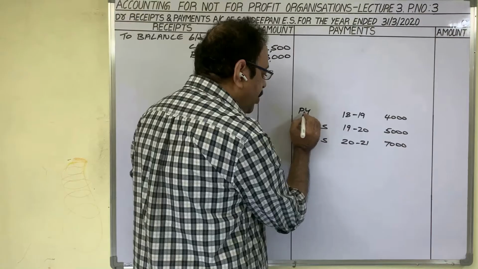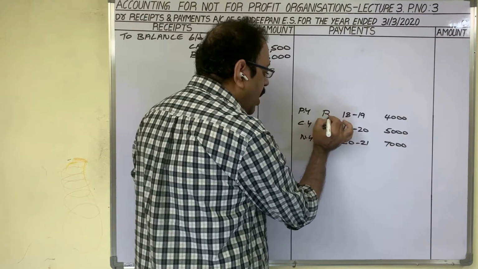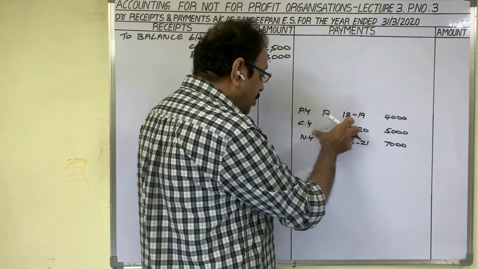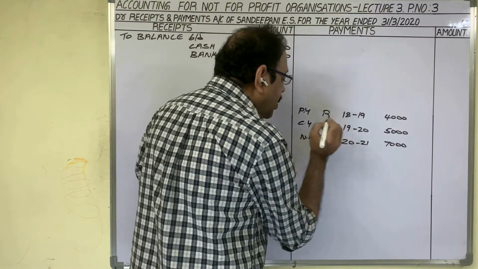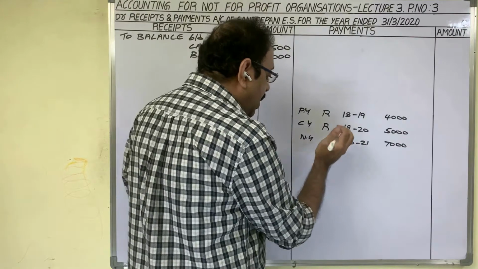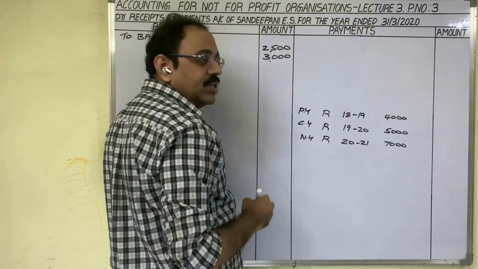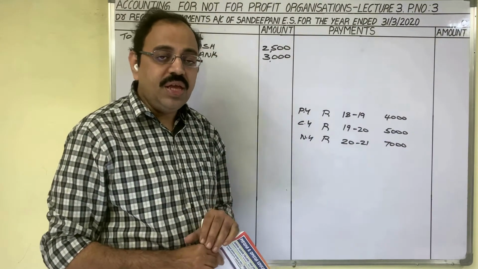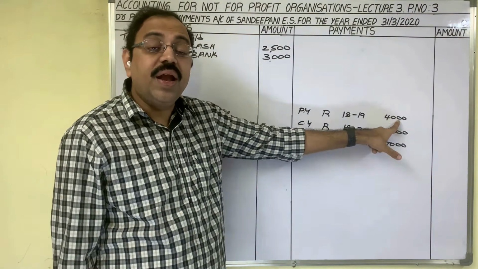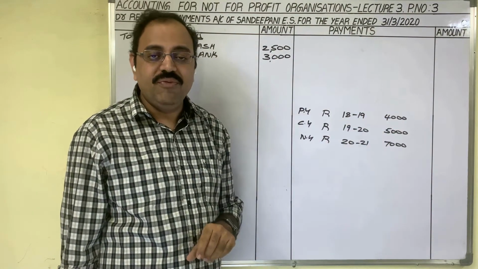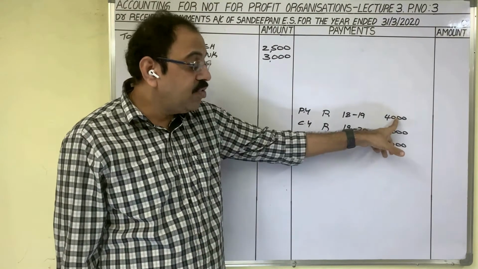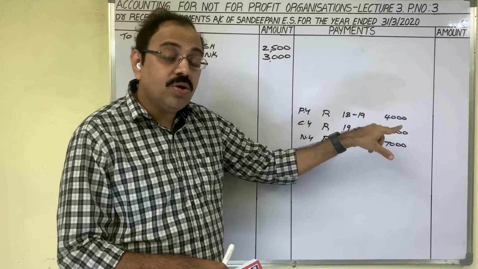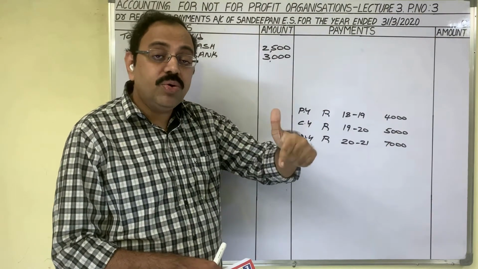For example, previous year we should pay a rent of 4000 rupees to the landlord. Current year we have to pay 5000 rupees rent. Next year rent amount is 7000 rupees. Suppose these 3 amounts are given in the question. Then the meaning is, last year rent amount is 4000 rupees, we didn't pay that, and we paid this 4000 rupees in current year. So this rent expenditure belongs to last year, but money is going in current year.